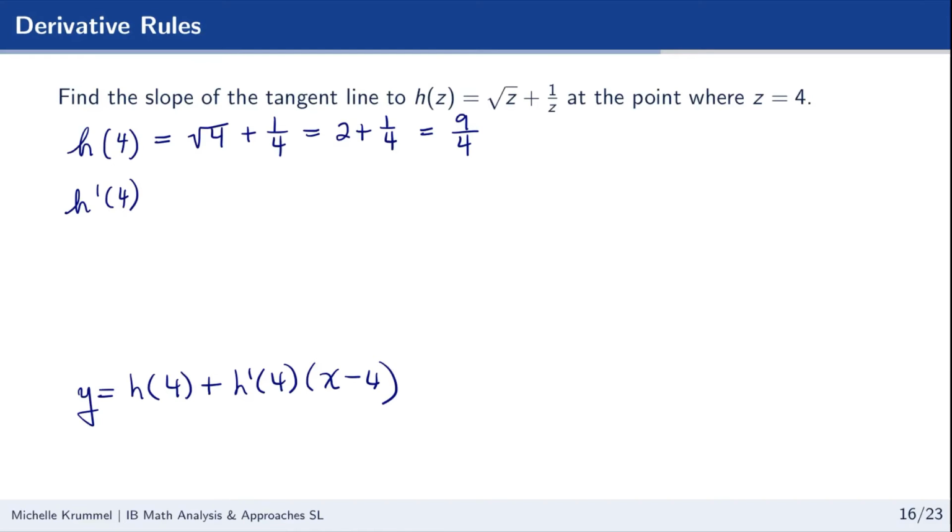H prime of 4. Well, before we can find h prime of 4, we need to find h prime of z so that we can then substitute the 4 into h prime of z. H prime of z is the derivative of h of z. So let's take the derivative of square root of z, 1 over 2 root z, plus the derivative of 1 over z, negative 1 over z squared.